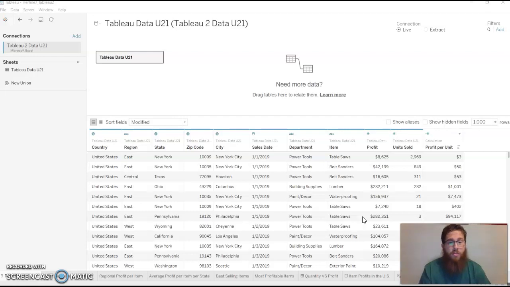One thing that popped up is, if you look here, over in Philadelphia, we sold table saws for a profit of $282,000. But we only sold 3 table saws, and the profit per unit was $94,000. We can look at several other instances of table saws being sold, and the profit per unit is nowhere close. So it's very possible that this data is erroneous.